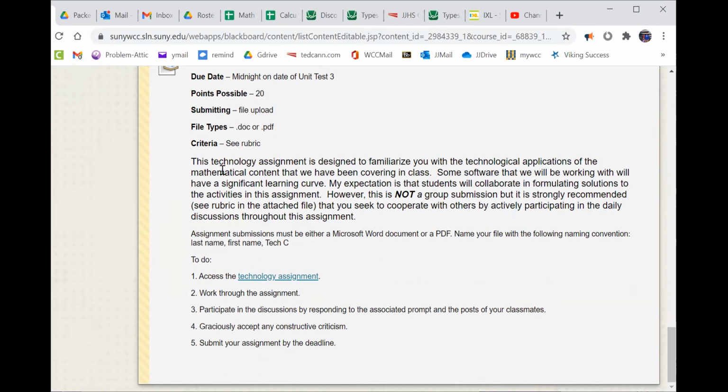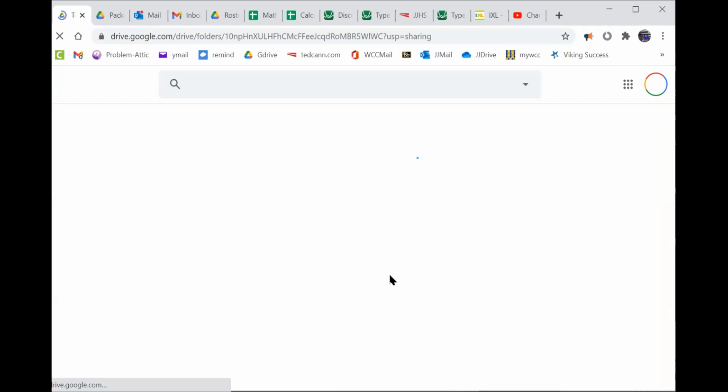So you know, this blurb is the same blurb as it's been all semester. 20 points available. You know that technology assignments are a significant part of your average, so you don't want to go to sleep on this. You want to make sure you get it done. All that stuff we've talked about already. Access the tech assignment.